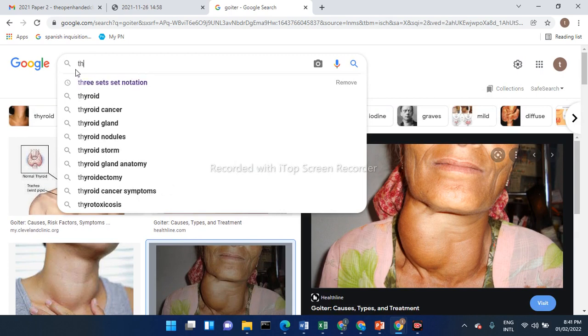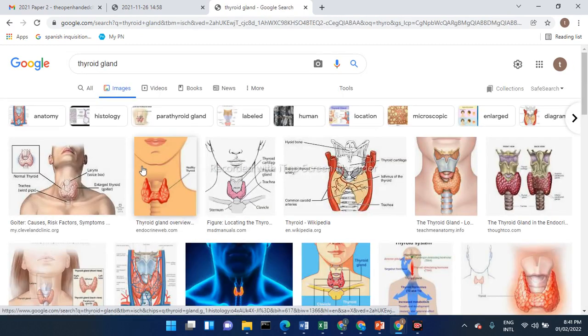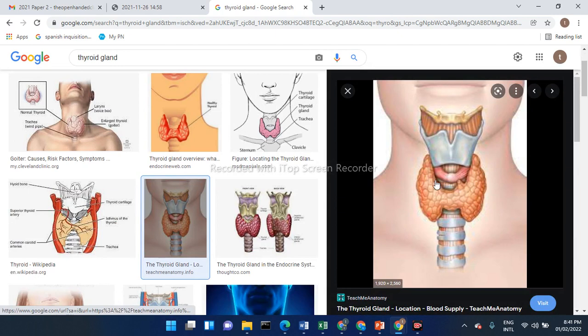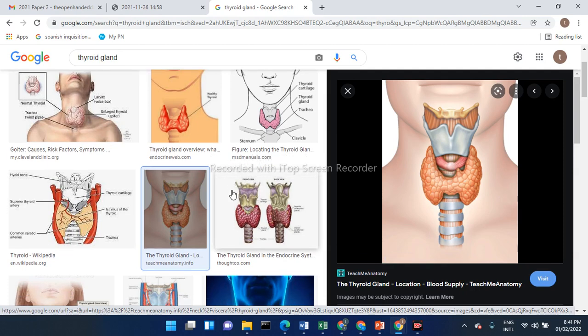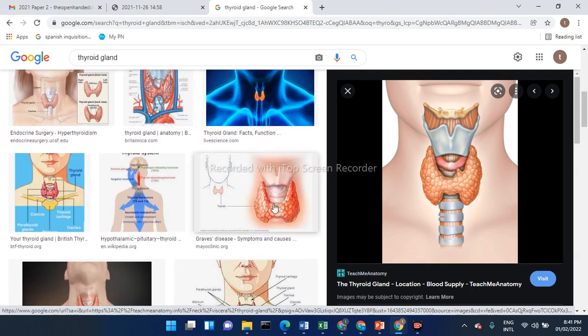Let me show you the thyroid gland. This is a normal thyroid gland, right there. That's why I say it's shaped like a butterfly. But imagine this thing swelling. This is what swells and causes that. This small thing is so important. It regulates your hormones.